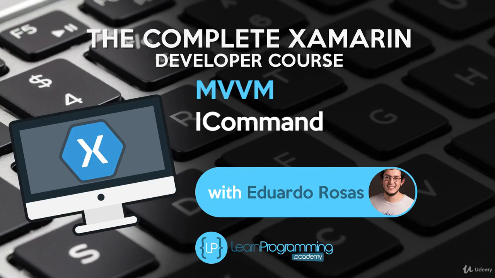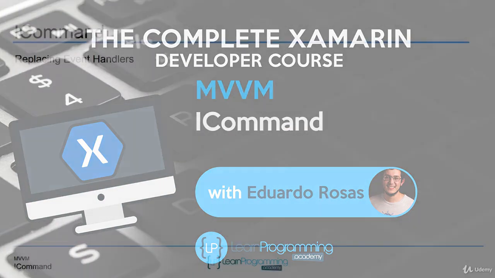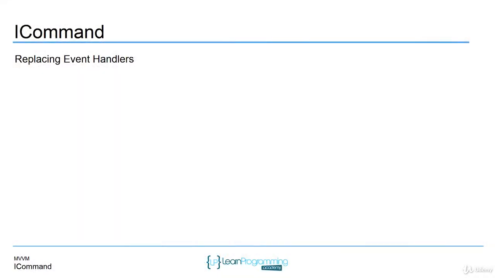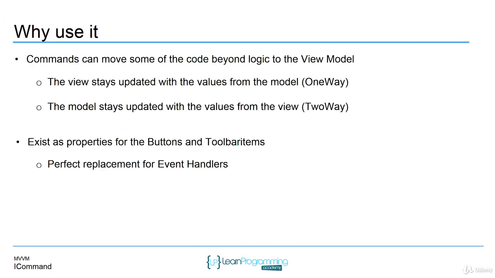We have already talked about the INotifyPropertyChanged interface. Let's now talk about the ICommand interface and how it's going to help us replace event handlers. The ICommand interface is going to allow us to move some of the code that we have behind the view to the view model, more specifically, the event handlers.